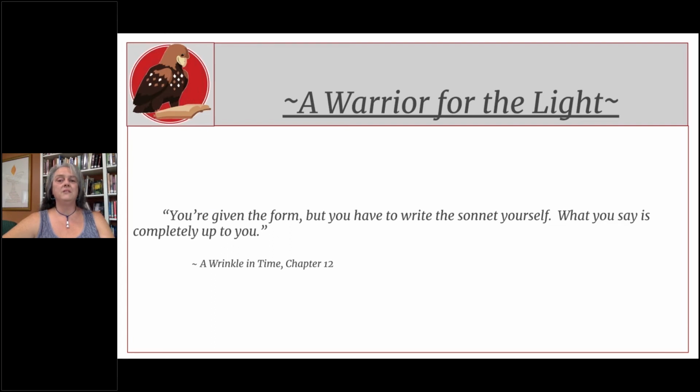That's one of the things, when I first read it, that stuck with me right through. And if that touches you too, and if that might help you be brave, I think you can jot it down. You have to write the sonnet yourself of your life. What your life means is entirely up to you.